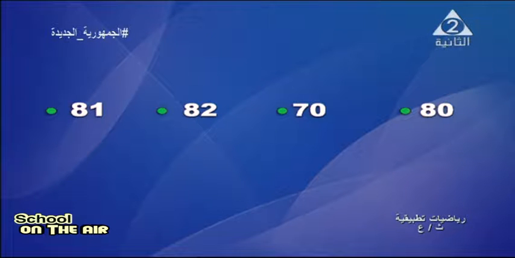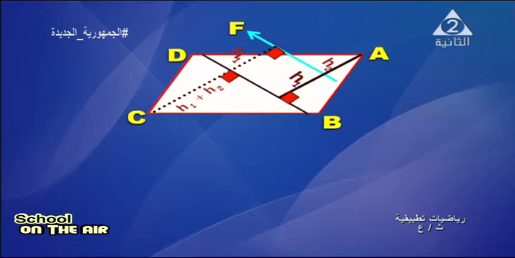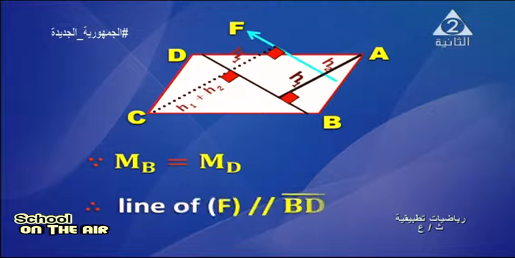My dear student, we know that if the moment about A equals the moment about B, then the line of action of the force passes through the midpoint of AB. Look, we have ABCD as a parallelogram. We know the moment about B equals the moment about D, then we know that the line of the force is parallel to BD.